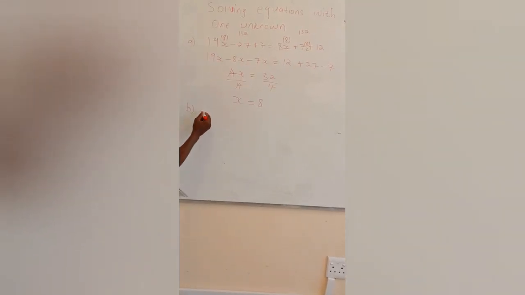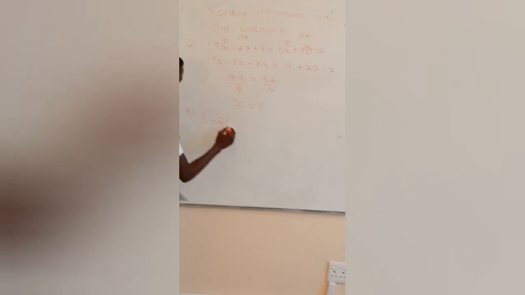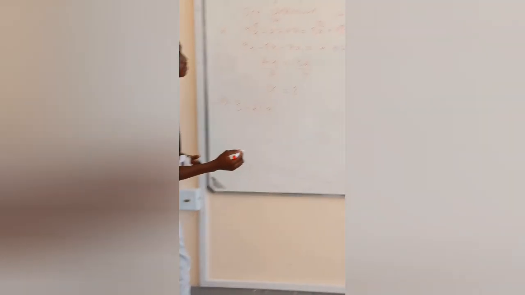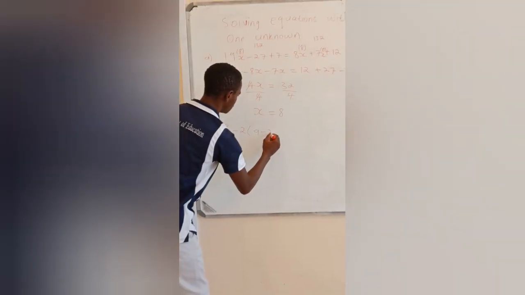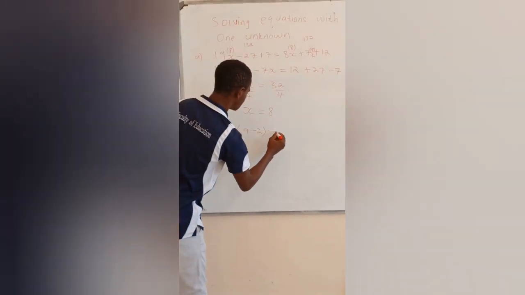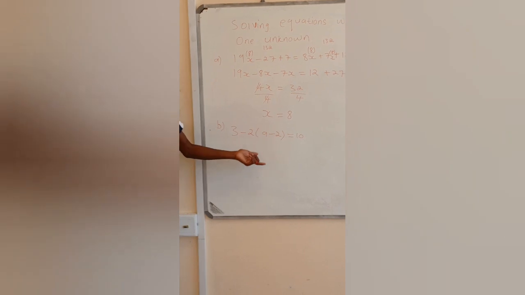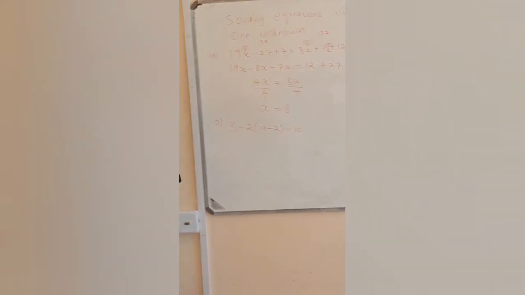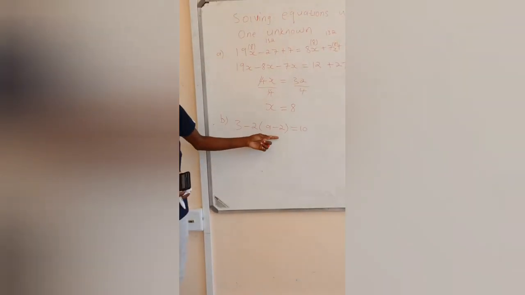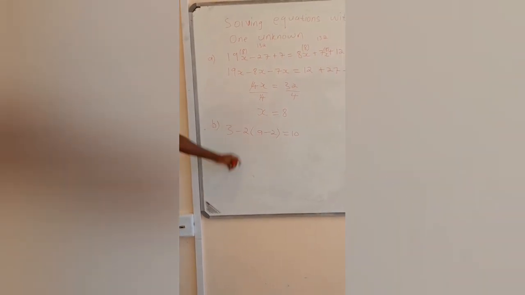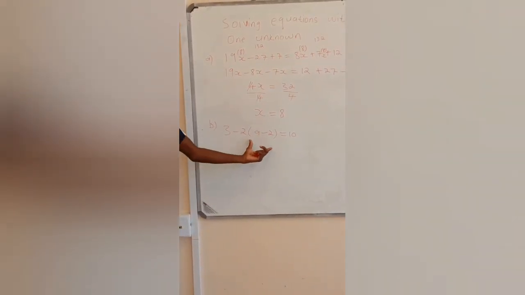Let's look at, for example, B. We have 3 minus 2 open bracket A minus 2 close bracket is equal to 10. As you can see, this equation is different from the first one. So we have to approach it with a different method before we follow the other steps.